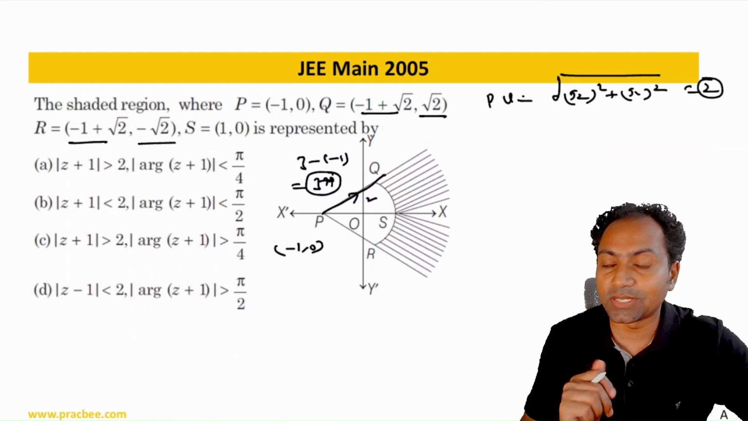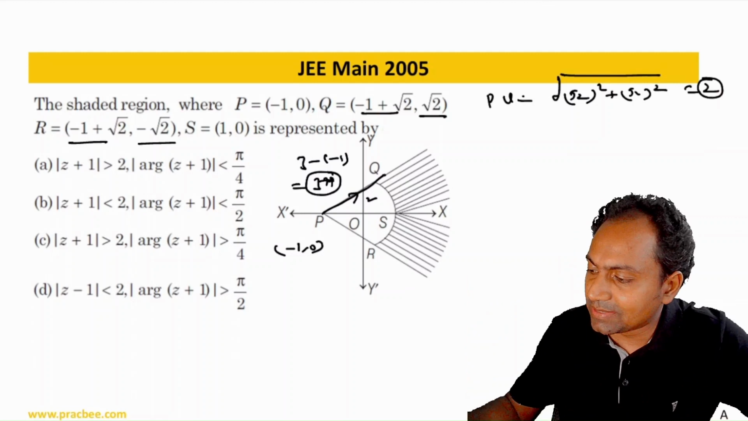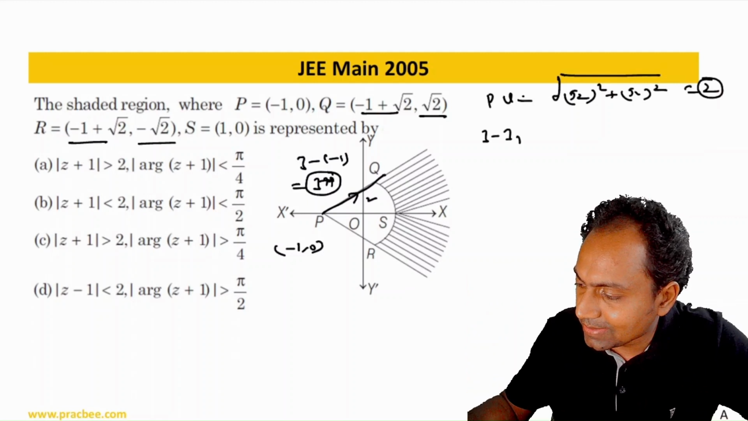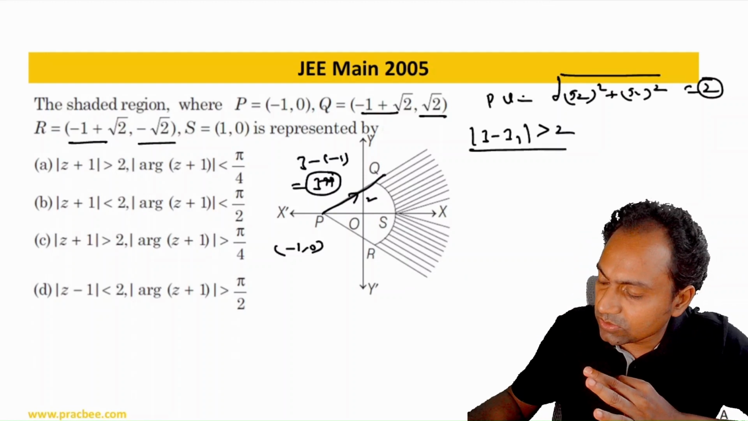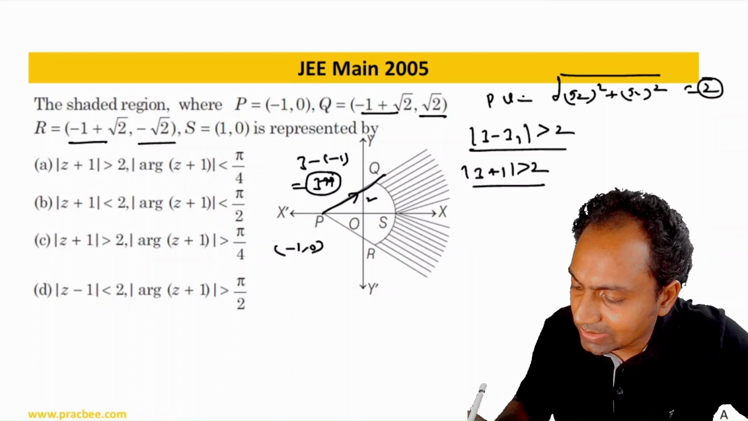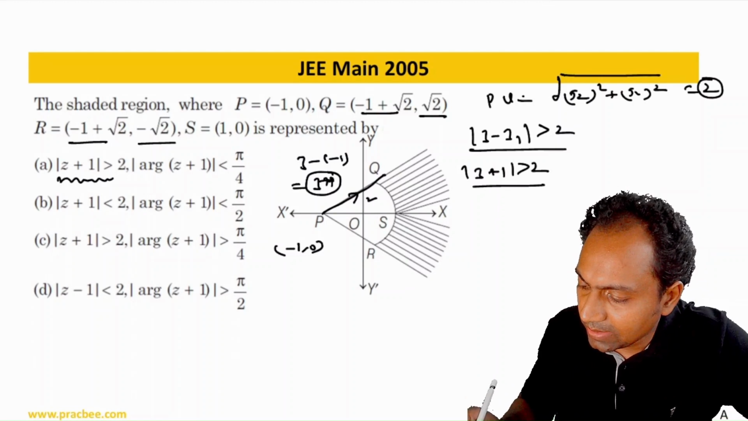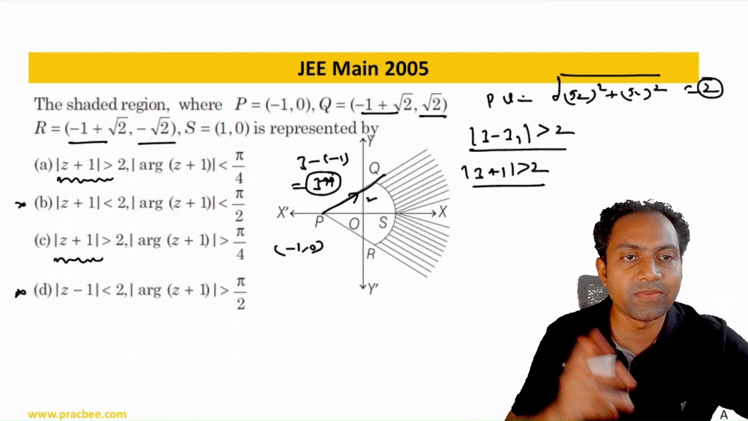Now once you've understood this, if I'm talking about a region that is outside the circle, it is nothing but mod of z minus z1 is greater than 2. Here z1 is nothing but minus 1. So this region becomes mod of z plus 1 is greater than 2. Now let us look into the options. You can see the first option and third option talk about this area. So B and C, D cannot be correct. We have eliminated two options.